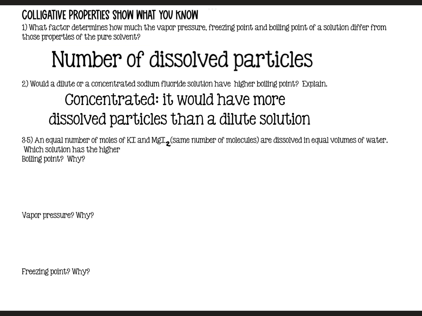For 3 through 5, an equal number of moles of KI and MgI2, which have the same number of molecules, are dissolved in equal volumes of water. Which solution will have the higher boiling point and why? Which will have the higher vapor pressure and why? And which will have the higher freezing point and why?